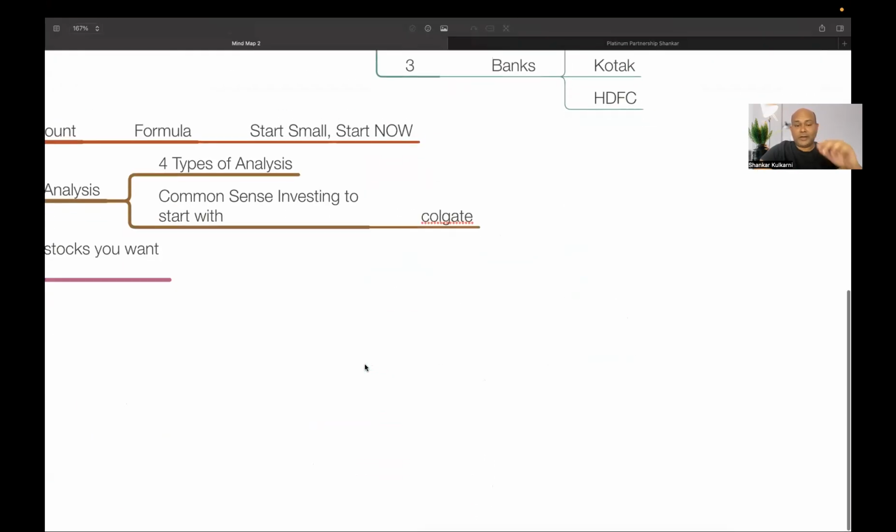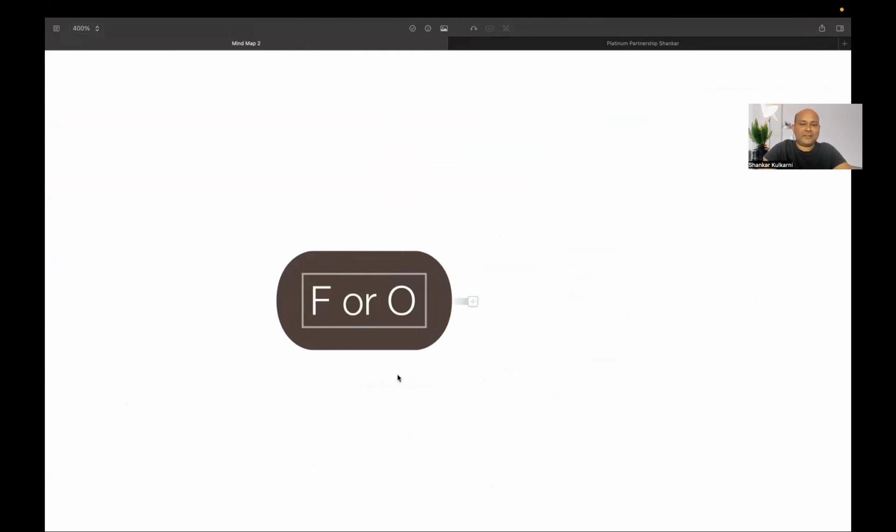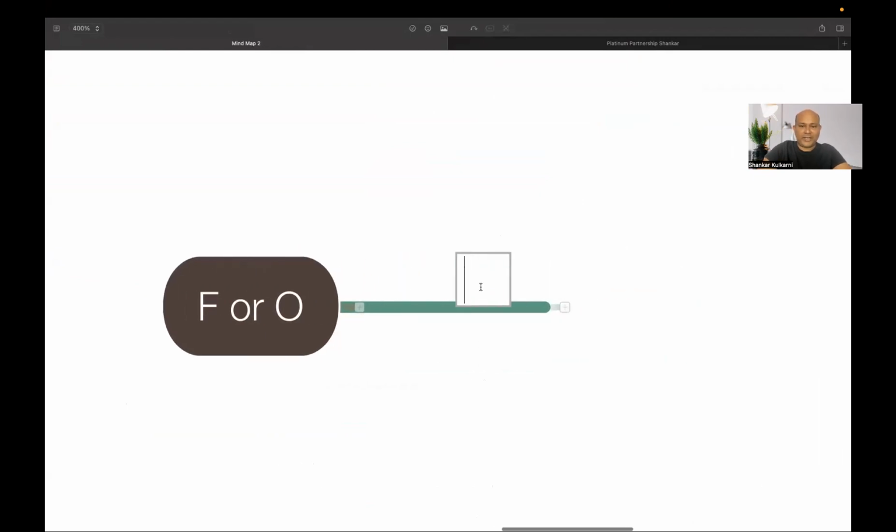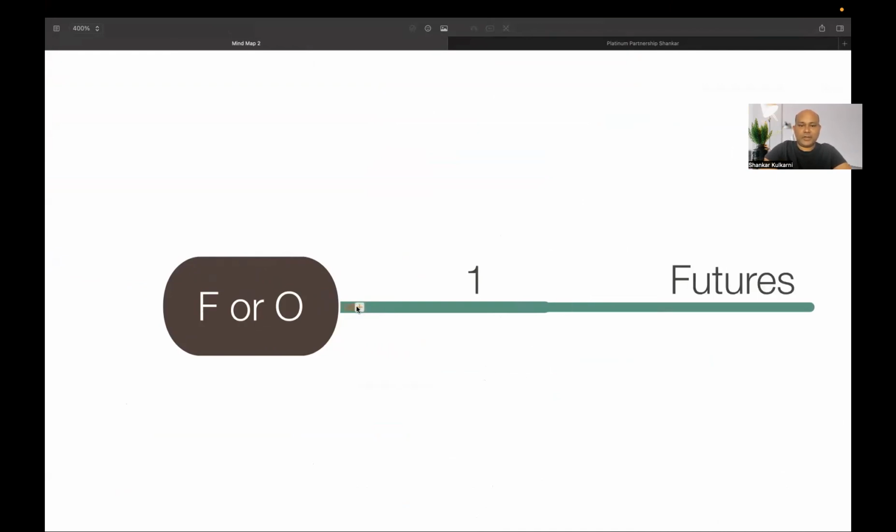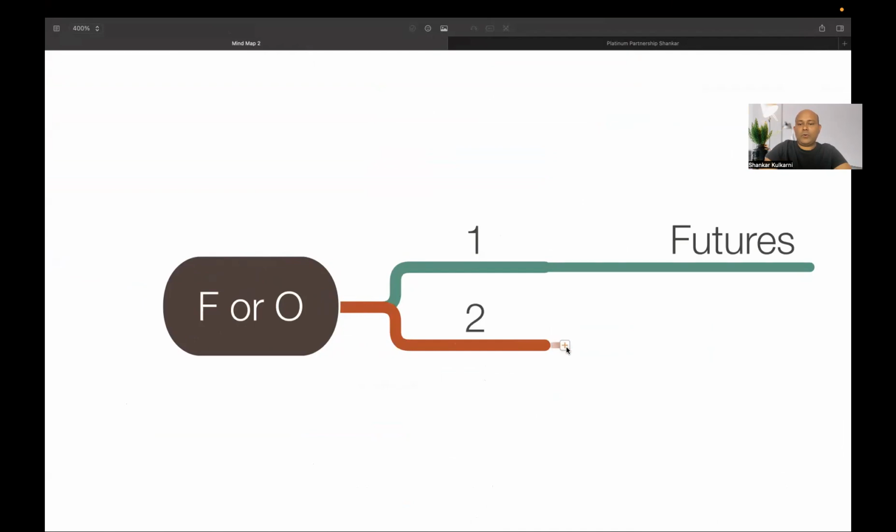Okay, both of them are derivatives, futures or options. You would have seen F and O, meaning derivatives. Here I am writing F or O. F meaning futures, the other one is options. I will tell you what is the difference between these.